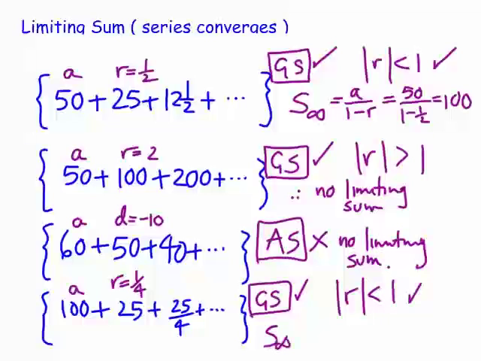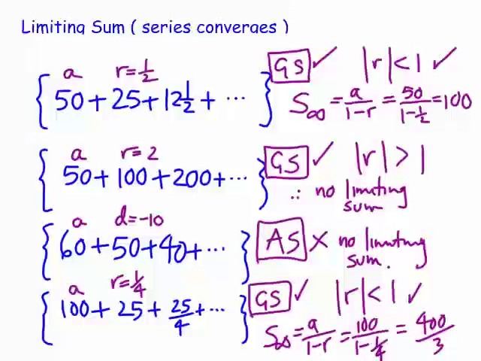S infinity, let's actually find it. A on 1 minus R. So that's 100 on 1 minus 1 quarter. So it's actually 100 on 3 quarters, or if you like, 100 times 4 thirds, which is 400 on 3. So it has a limiting sum of 400 on 3. I'll just leave it like that.